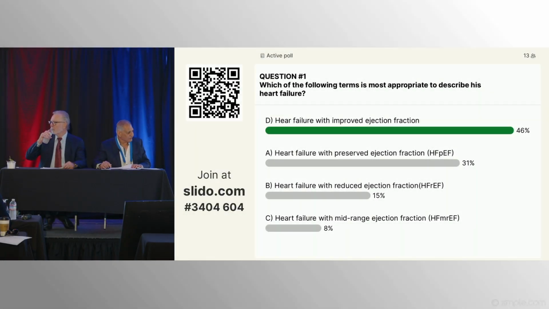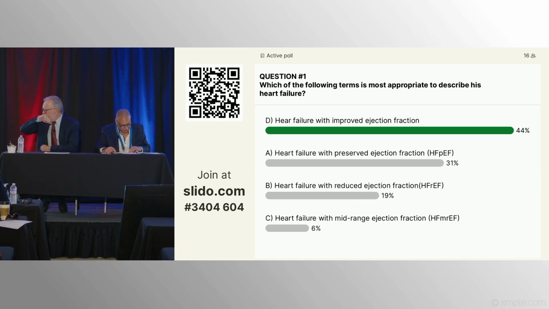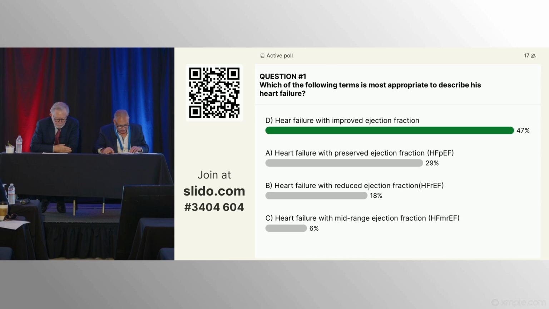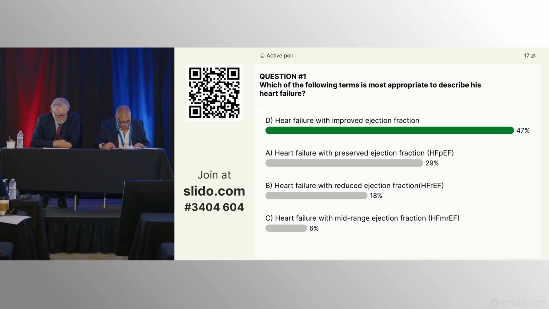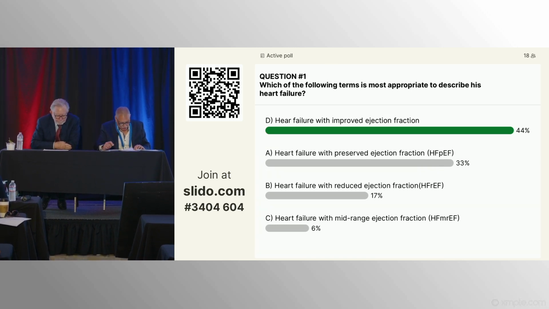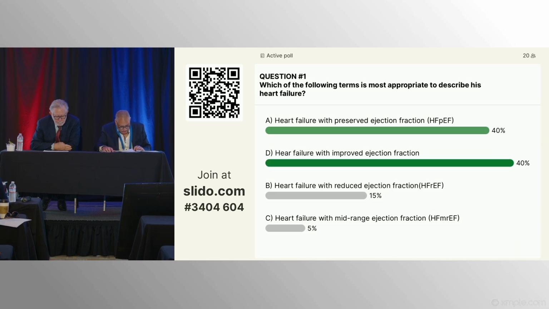We thought we'd start off with an easy question for you. Hopefully it's easy. A 62-year-old man with a history of ST elevation myocardial infarction and ischemic cardiomyopathy presents for a follow-up visit. Ejection fraction 1 year ago was 25%. After 1 year of treatment with guideline-directed medical therapy, and we like to use GDMT, ejection fraction has increased to 40%. Which of the following terms is most appropriate to describe his heart failure?